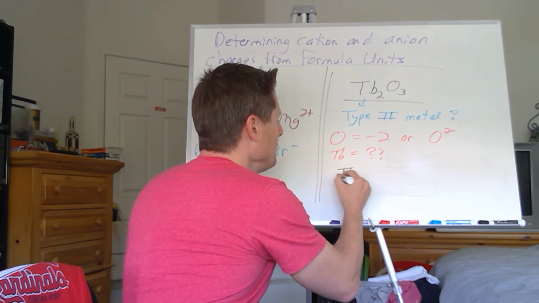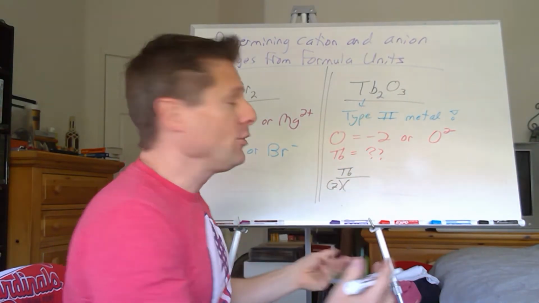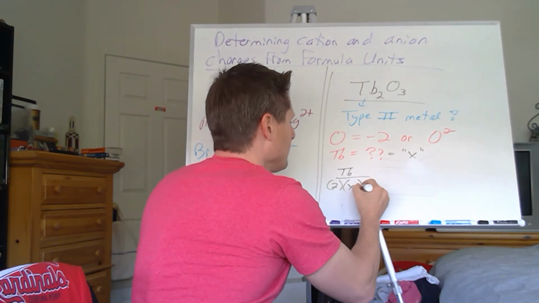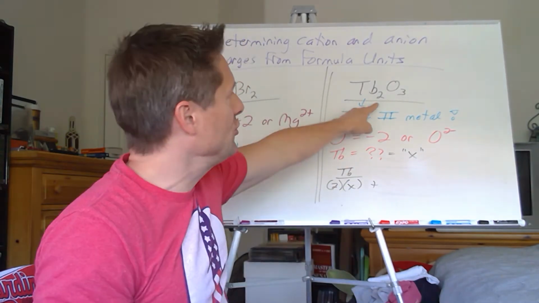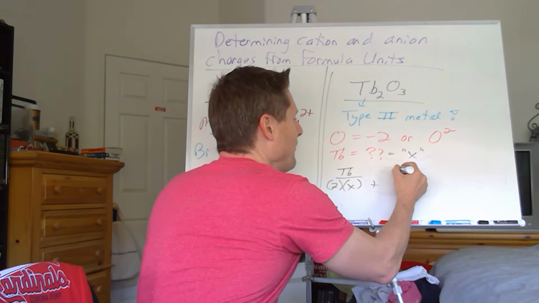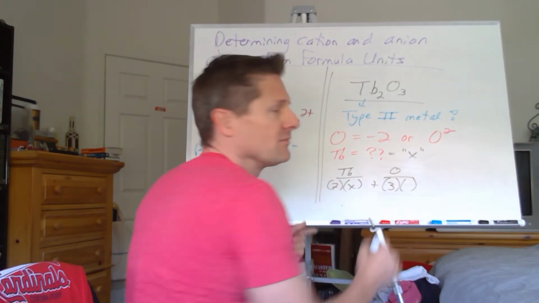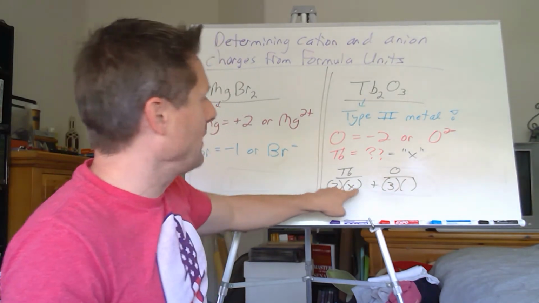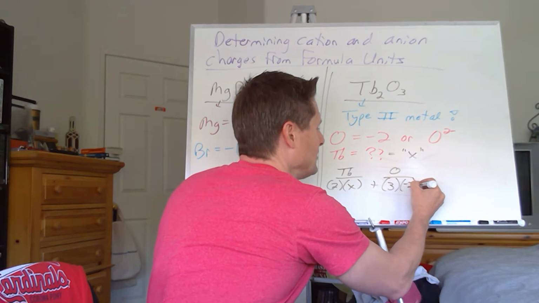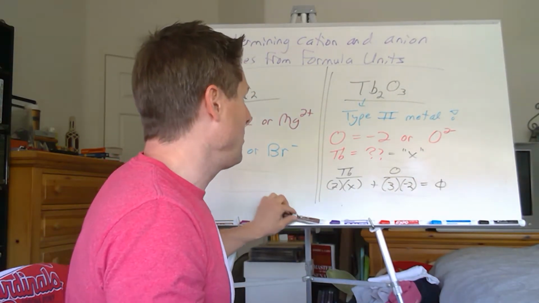Let's take the terbium. We have 2 of them, right? Everybody agree you have 2 terbiums? We don't know the charge, so let's call it X. So let's say 2 times X, the unknown cation charge of terbium. And then we've got the oxygen. There's 3 of them, correct? So you take the number of those cations times its charge, plus the number of the anions times its charge, which is a -2, should equal 0. That's the charge of the compound.